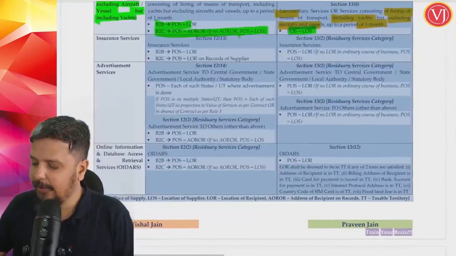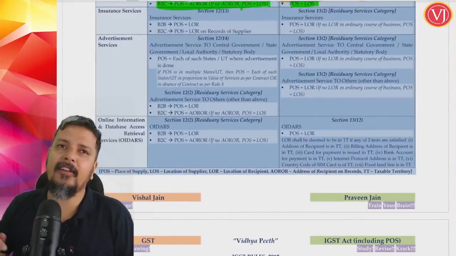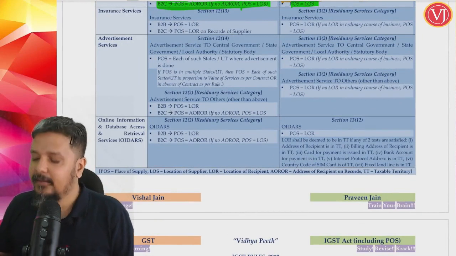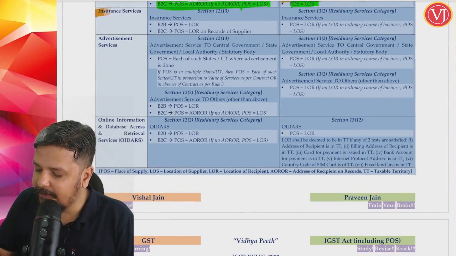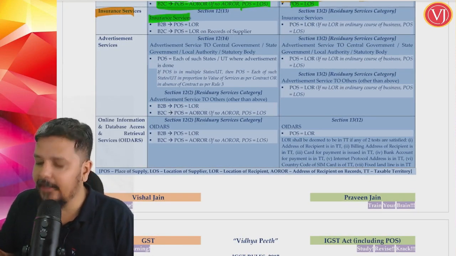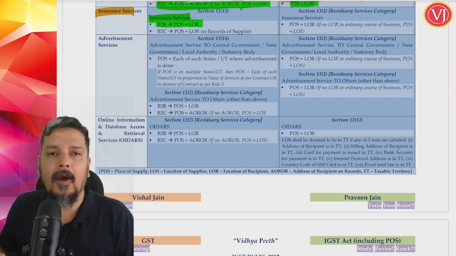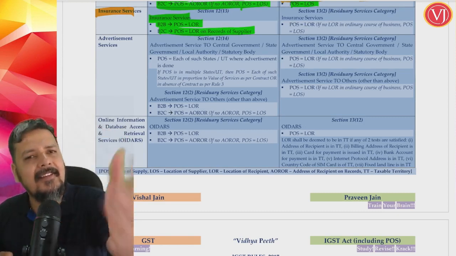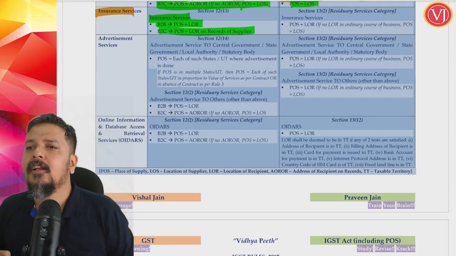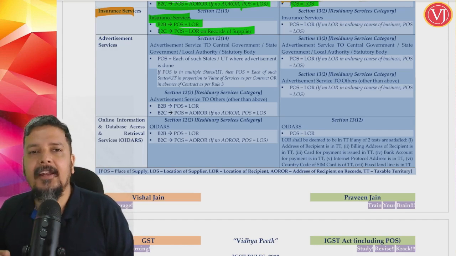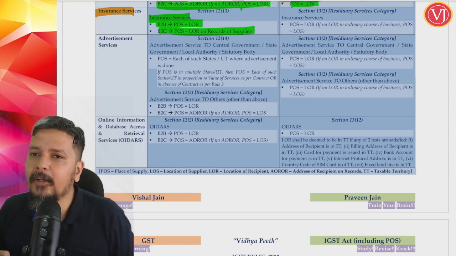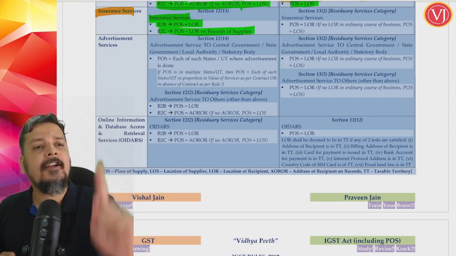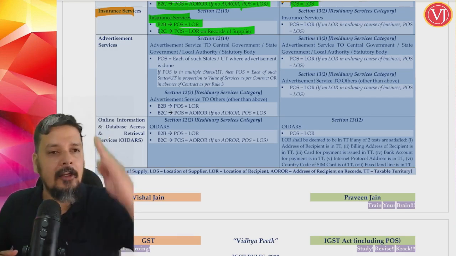Right. Now, insurance services. Insurance services specifically are given in section 12, not given in section 13. If it is insurance services with respect to section 12, it tells that B2B LOR, B2C address of the recipient on record. In both the ways, it is LOR. If it is B2B, location of recipient which is registered. If it is B2C, again it is location of recipient which is on records. And here they don't give an exception for what if it is not available. Surely it will be available.